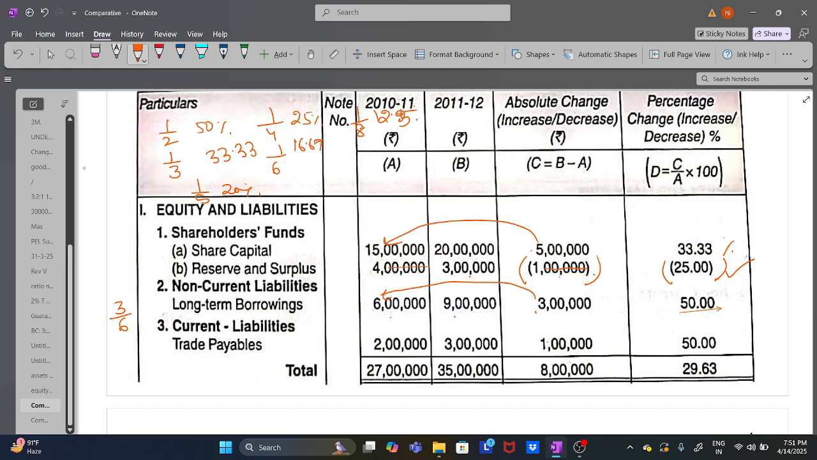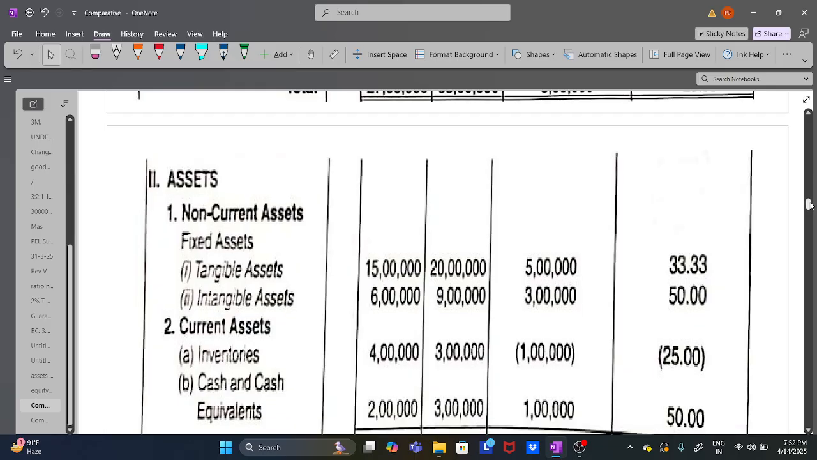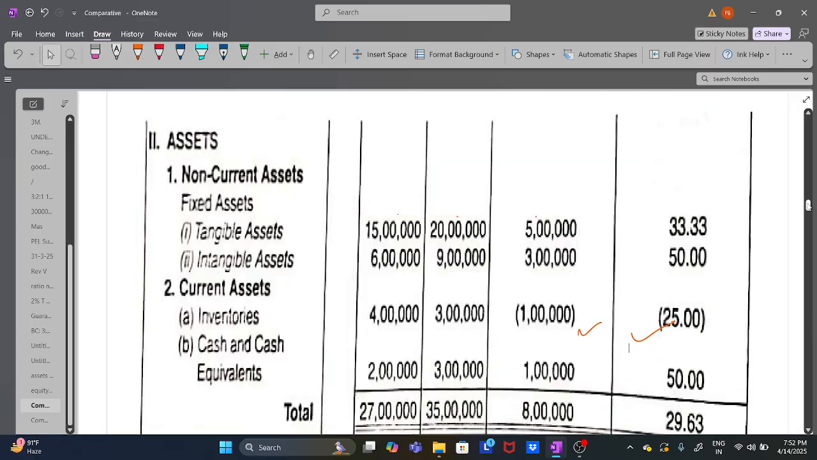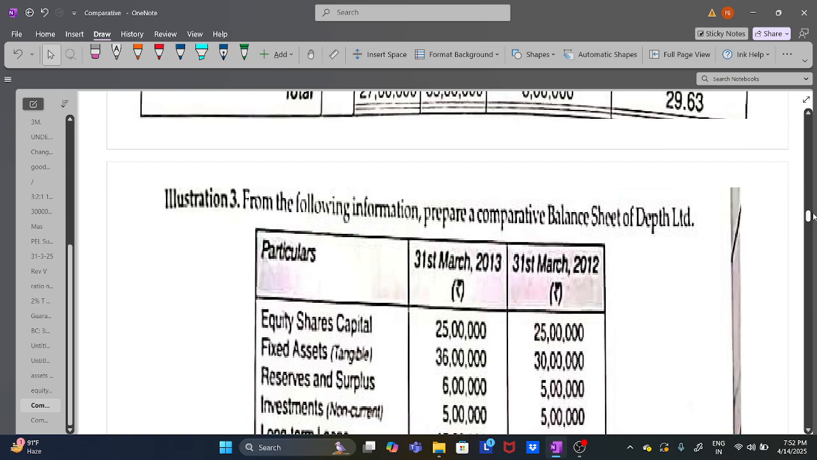So 2 lakh becomes 3, a 1 lakh increase. Whenever our current year is less than previous year, the last 2 columns will be in bracket because the answer is negative. Here we are decreasing. Then come to assets. 15 is previous year, 20 is current year, a 5 lakh increase. All things have been compared in the same way. One of the things was decreasing, and this is how it will be put up in bracket. This is called a comparative balance sheet.